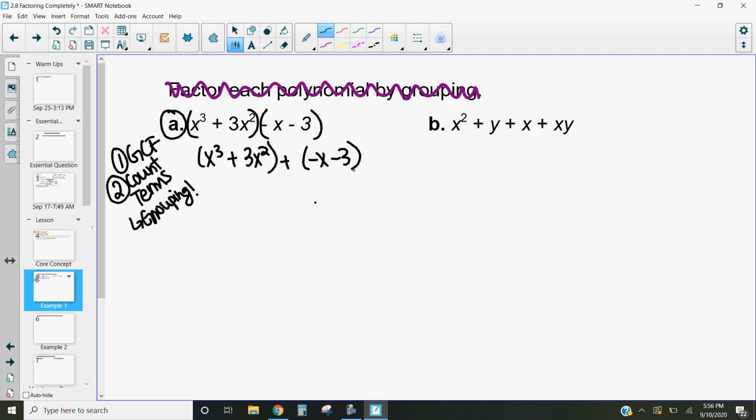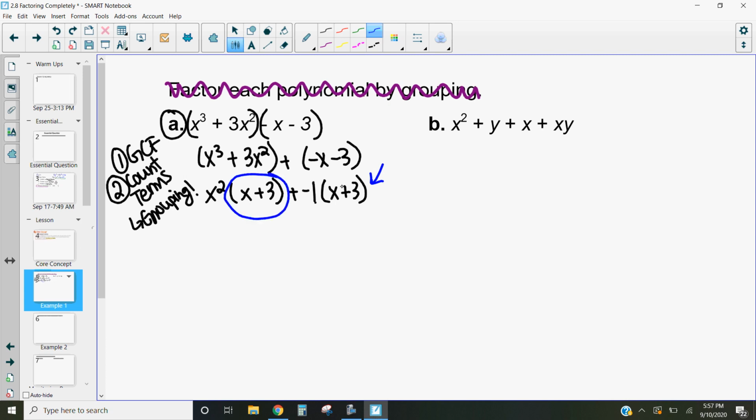I'm going to factor out what's in common, my x squared, and I get x plus 3 plus, I want an x plus 3 over here, so I'm going to factor out a negative 1. And then I factor out this x plus 3. So a lot of people, when I talk about factoring completely, some people will stop right here. We need to go on and finish that last step.